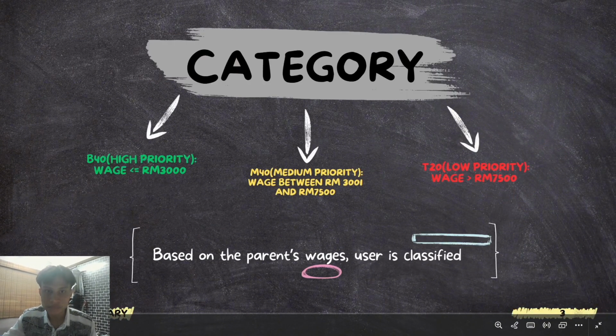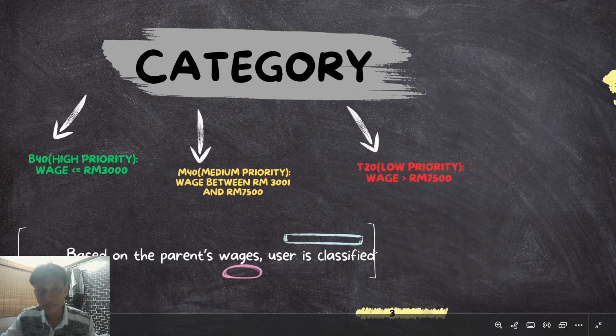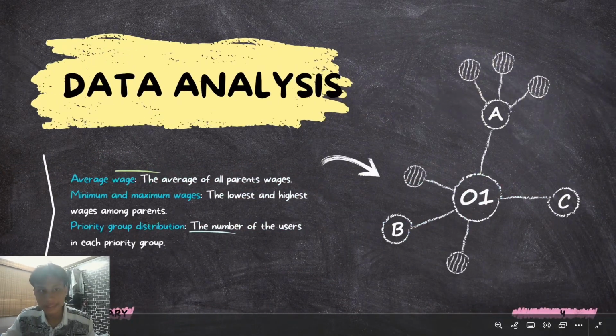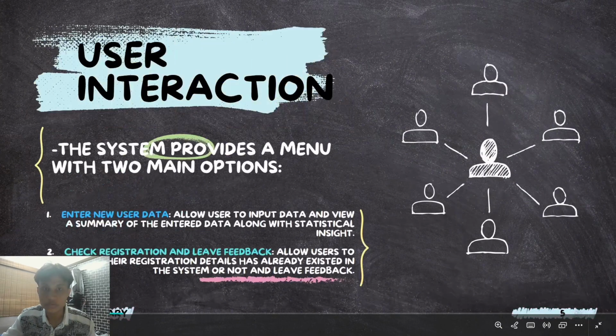There are three categories or groups in this system, which are B40, the highest priority, M40, the medium priority, and T20, the lowest priority. This category is determined based on the parent wage. In the data, you see the average wage, the average of all parent wages, the minimum and maximum wage, the lowest and the highest wage among the parents, and the priority group distribution, the number of users in each priority group.